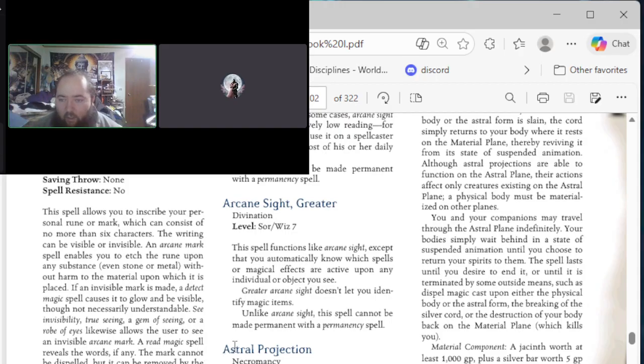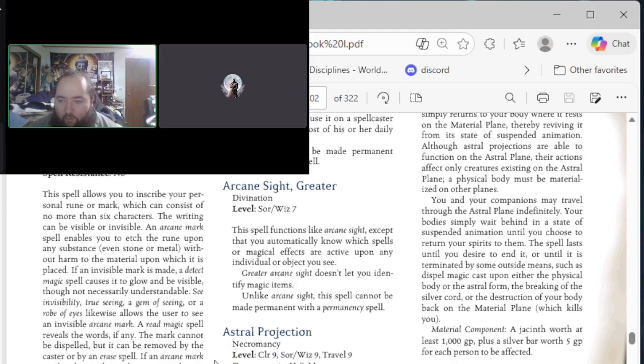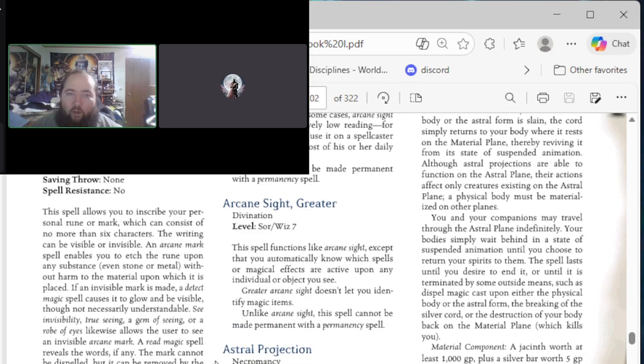The mark cannot be dispelled, but it can be removed by the caster or by an erase spell. If an arcane mark is placed on a living being, normal wear gradually causes the effect to fade in about a month. So therefore, if you put it on a person, a month later you're going to have to do it again. Arcane mark must be cast on an object prior to casting Drawmij's instant summons on the same object. See the spell description for details on Drawmij's instant summons.